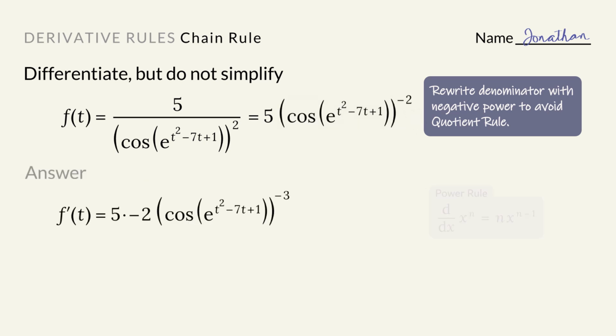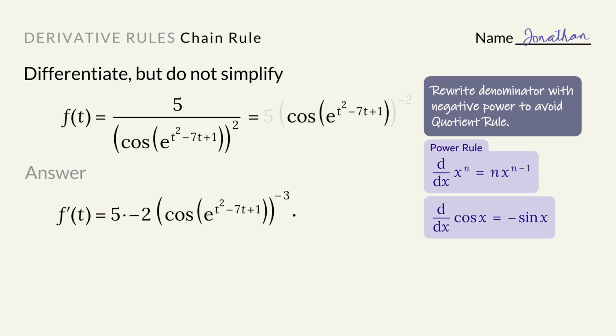Let's start differentiating. That negative 2 power, we bring that down as a coefficient, and then subtract the power by 1. We're now done with that minus 2 power. Multiply. Going inside, we have cosine. Cosine differentiates to negative sine, and we keep the argument the same. We're now done with the cosine. We multiply on the derivative of the inner function.